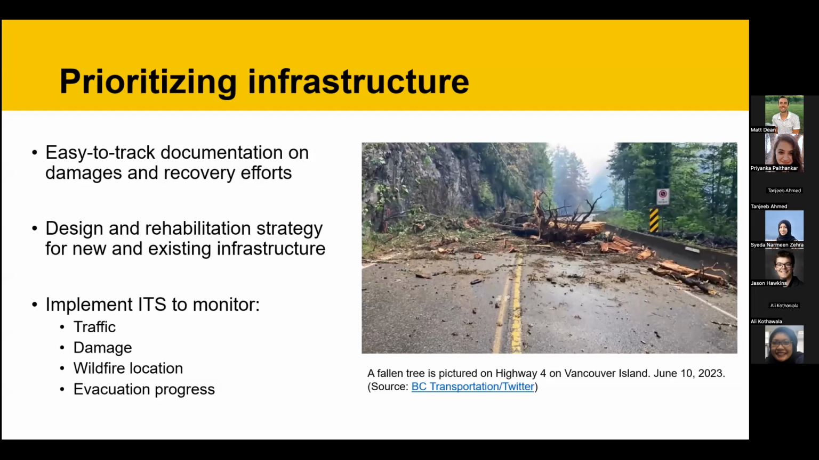Wildfires can cause direct and indirect damage to infrastructure, leading to severe disruptions. So by implementing intelligent transportation systems with sensors for real-time data, we can monitor traffic, damage, wildfire location, and evacuation progress to aid decision-making and post-disaster evaluations. Additionally, hazard mapping and sensing technologies along critical corridors can help reduce infrastructure failures and improve road design guidelines.